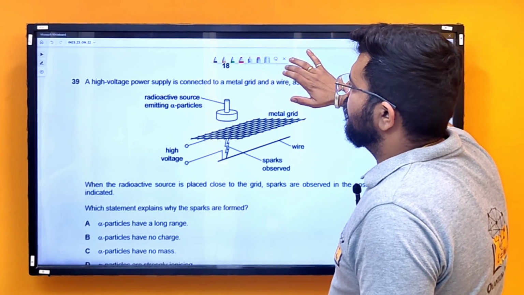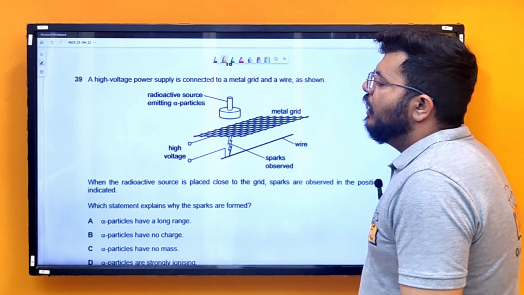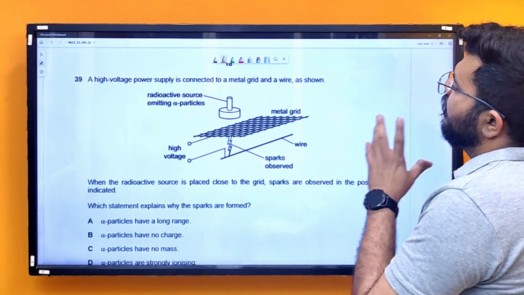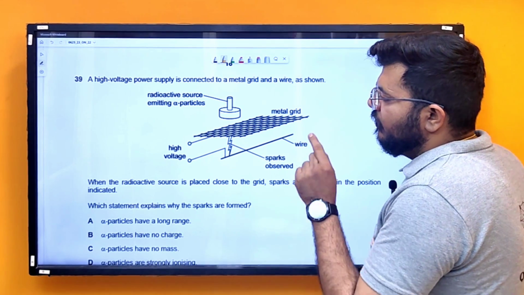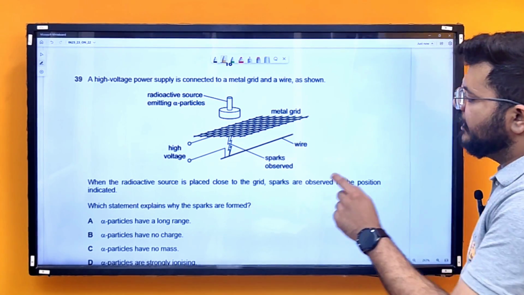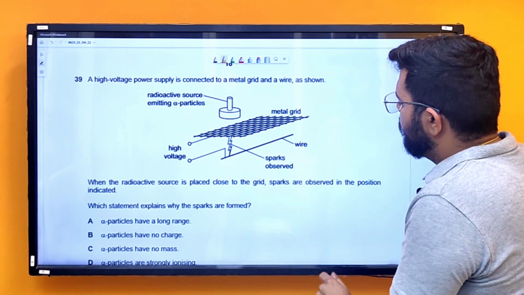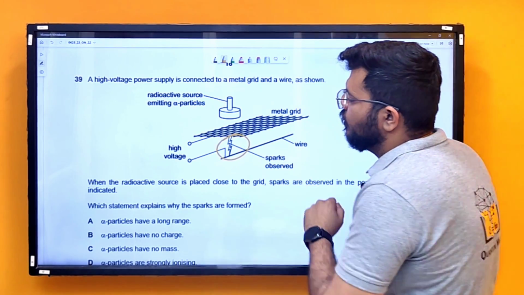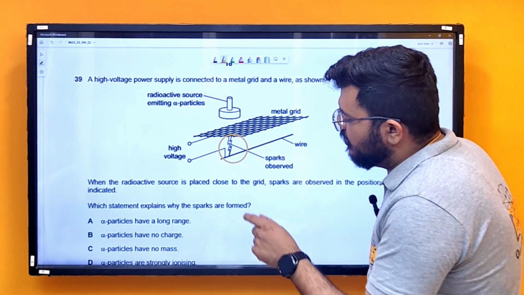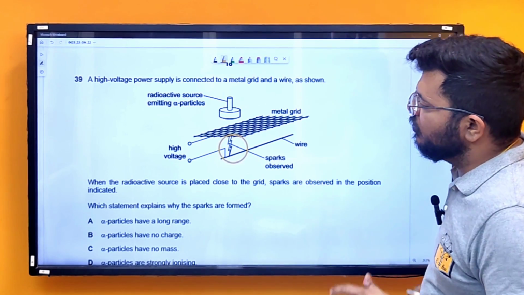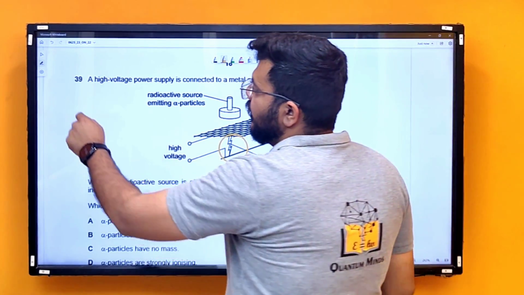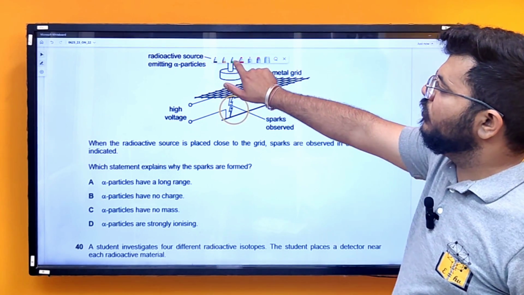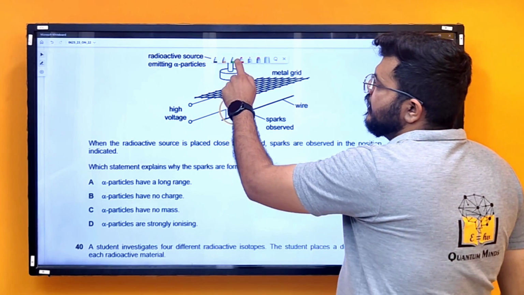Then we have question 39. A high voltage power supply is connected to a metal grid and a wire as shown. When the radioactive source is placed near to the grid, sparks are observed in the position indicated. Which statement explains why sparks are formed? Because alpha is a highly ionizing radiation. It is ionizing gas particles and therefore these sparks are seen.